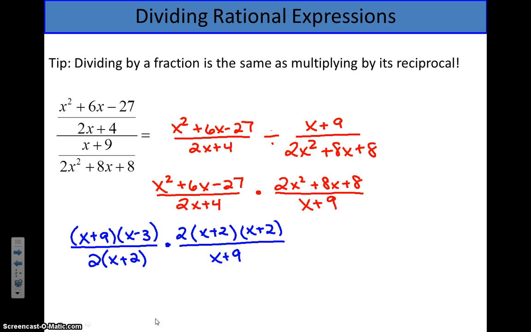So what can I simplify? I've got my x plus 9s, I've got an x plus 2, and then I've got this 2 and a 2 here. Now you'll notice everything in the denominator is simplified, so when that happens it reduces to be 1 in that position, and so what is left is x minus 3 times x plus 2 over 1, which is the same thing as just saying x minus 3 times x plus 2.